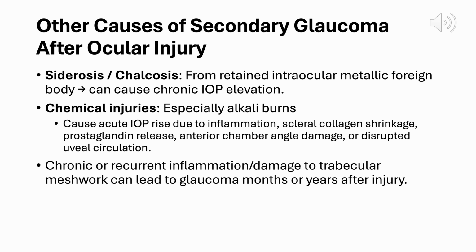In cases of secondary glaucoma following ocular injury, siderosis or chalcosis can occur from a retained intraocular metallic foreign body, leading to chronic elevation of intraocular pressure. Chemical injuries, particularly alkali burns, can cause an acute rise in IOP through multiple mechanisms, such as inflammation, shrinkage of scleral collagen, prostaglandin release, anterior chamber angle damage, or disruption of uveal circulation. Finally, chronic or recurrent inflammation or damage to the trabecular meshwork can result in glaucoma developing months or even years after the initial injury.